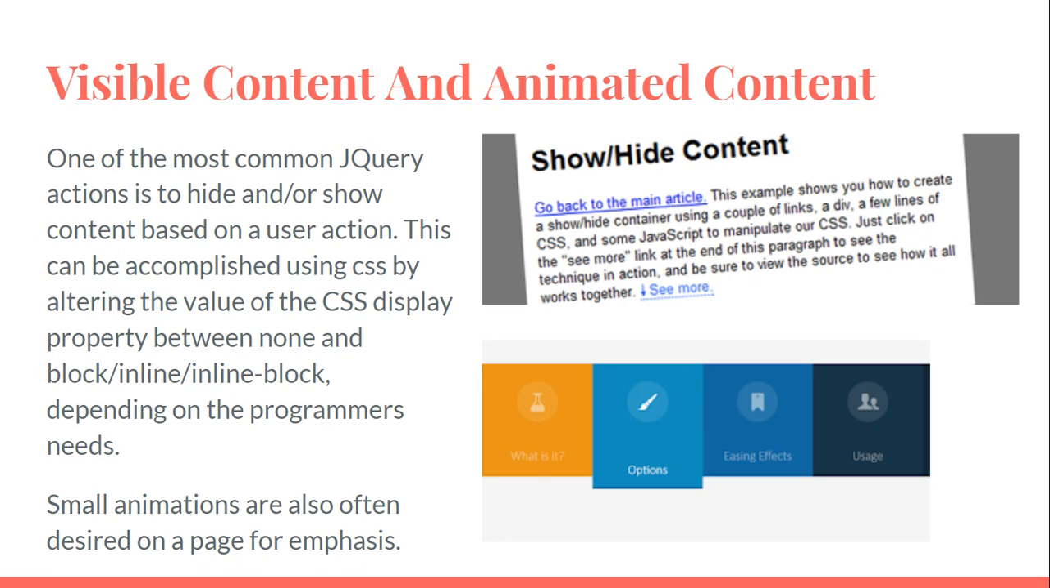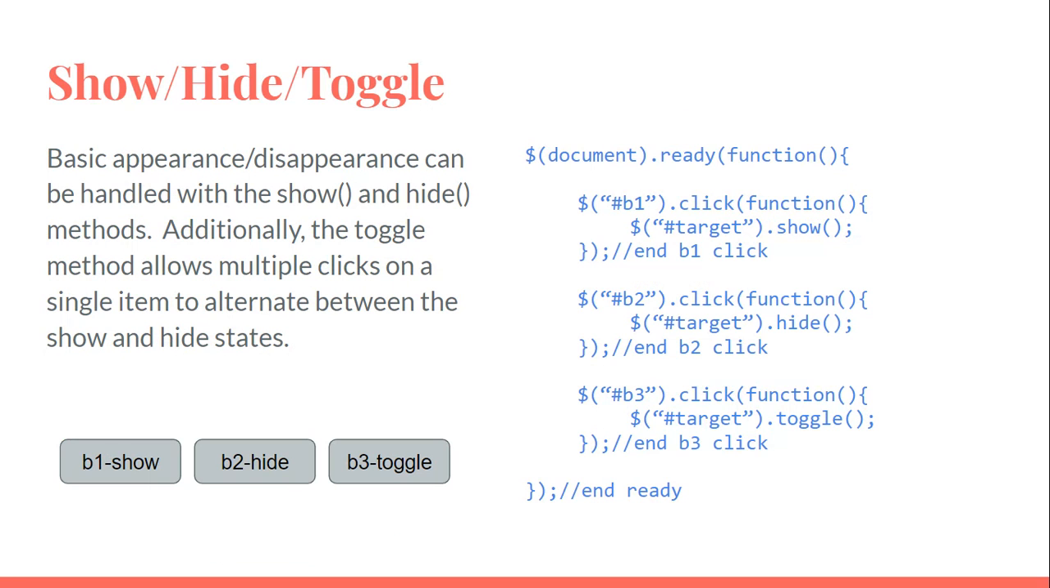There are a variety of ways to do this using straight JavaScript. As we know, we can make things appear and disappear in CSS using the display property. So there's a lot of different ways to do it. Today we're going to talk about how to do some of these things utilizing the jQuery JavaScript library. So basic appearance and disappearance can be handled with the show and hide functions.